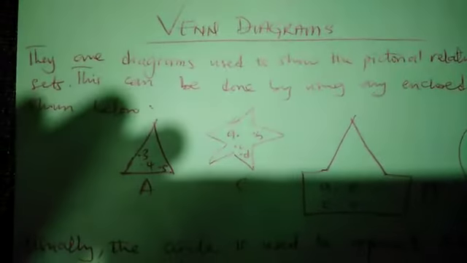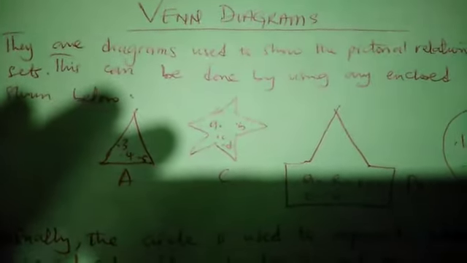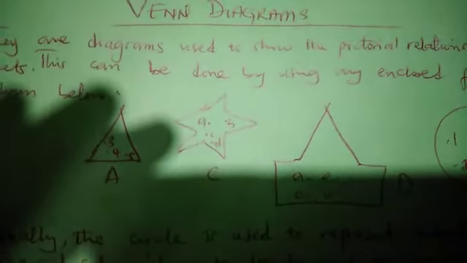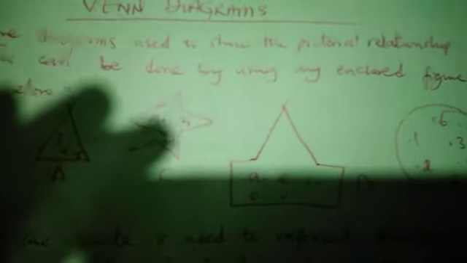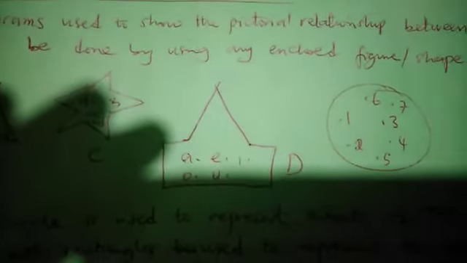Under such consideration, we make use of enclosed figures, which can be either a triangle, a star, a rectangle, a circle, or whatever. But something must be taken into consideration over here. The figure should be enclosed.